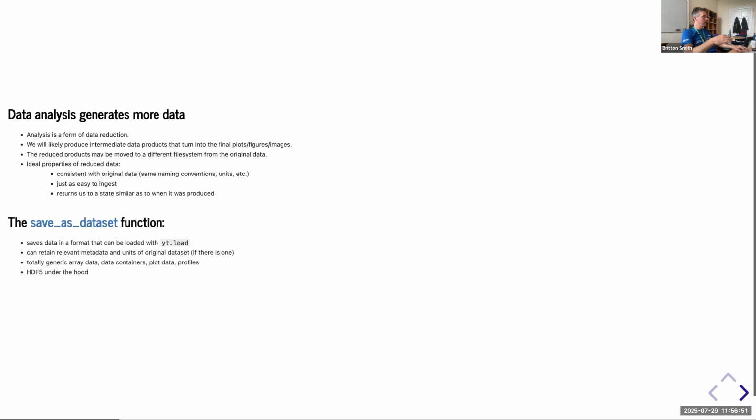Okay, so this is where one of my favorite functions in YT comes in, the save as dataset function, right? So this will save data in a format that can be reloaded with yt.load. It will retain relevant metadata and units of the original dataset if there is one. And as I'll show you in a moment, there doesn't have to be one. And it can also save totally generic data, data containers, plot data, profiles.